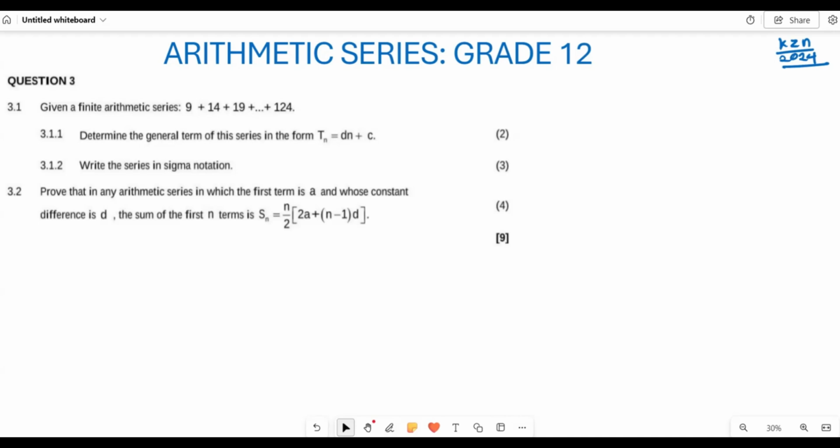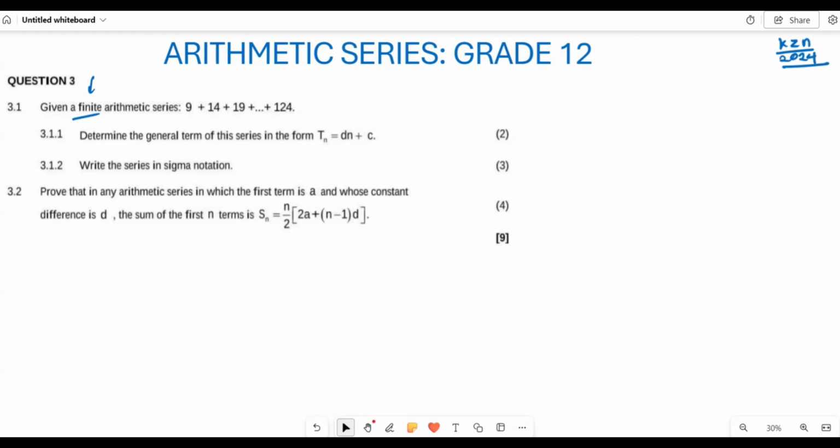They are saying here you are given a finite arithmetic series, right? When they say finite, it is basically a series where you know the last term, or rather you know where it ends. Remember, infinity is endless, which means when they say finite, this particular series ends somewhere, which means it consists of a last term, right?